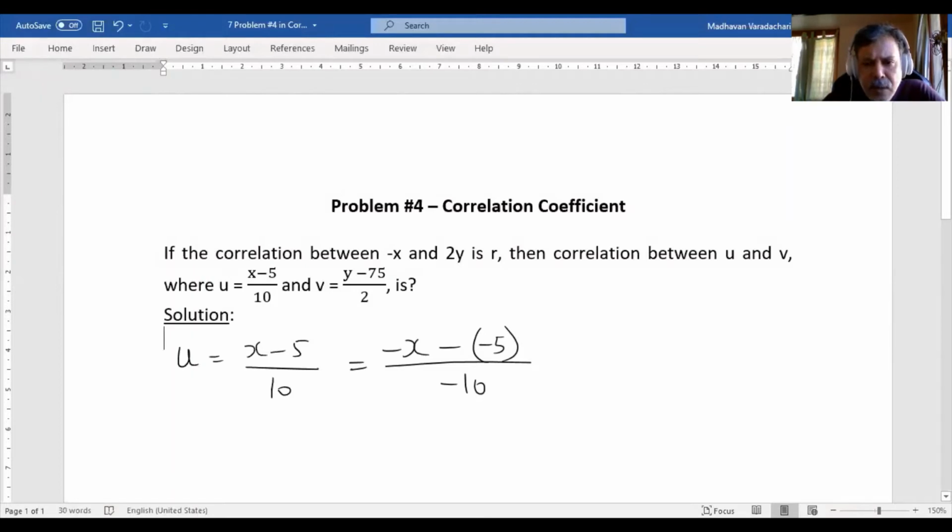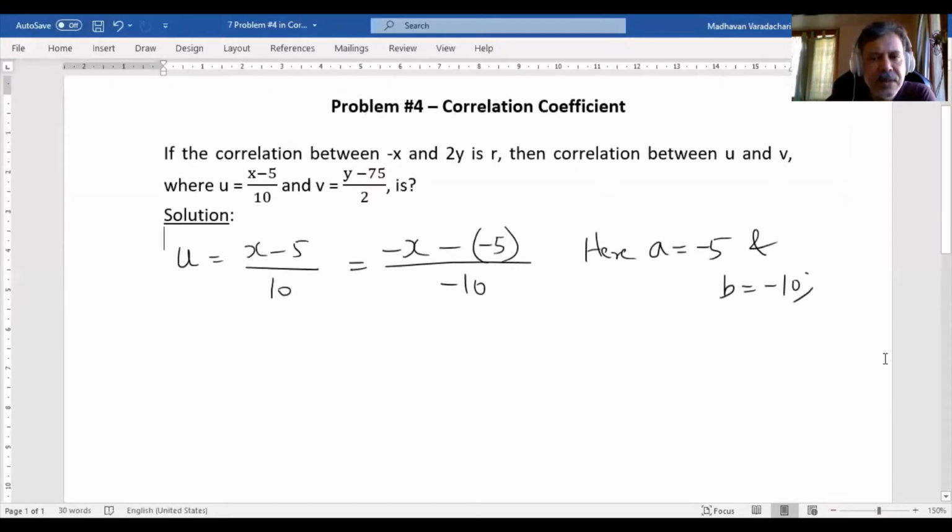Here we may note, if we refer to the second property of correlation coefficient, the second number, whatever is getting subtracted, is considered to be the origin. This is considered to be the scale. Generally for x, we call this a, and we call this b. So here a is minus 5 and our b is negative 10. Now let us write down v.